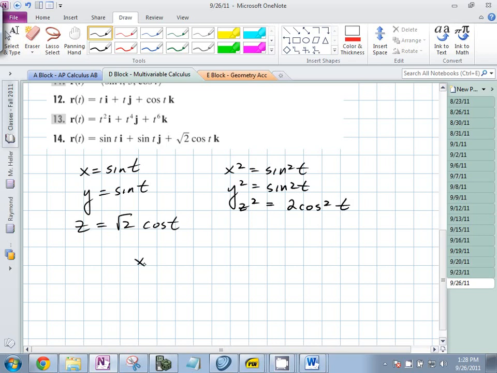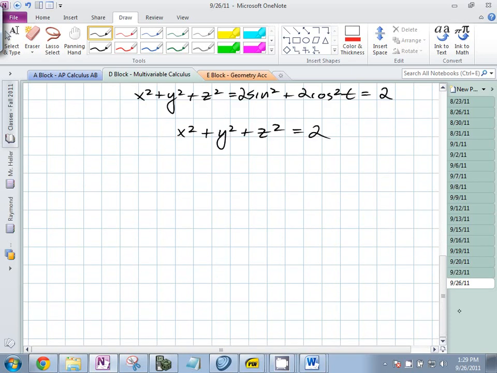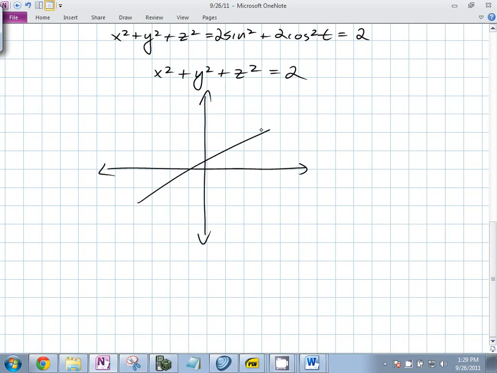Okay, so you do x squared plus y squared plus z squared, which is equal to 2 sine squared t plus 2 cosine squared t, which is equal to 2. So now you know that this follows x squared plus y squared plus z squared equals 2. So what is that? That's a sphere with radius? No. Close. Sphere with radius root 2, correct.